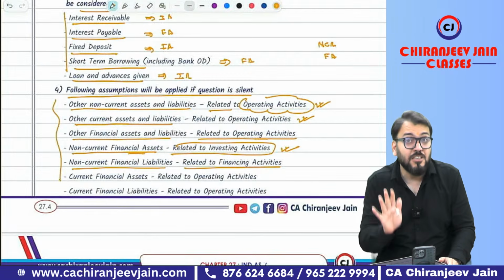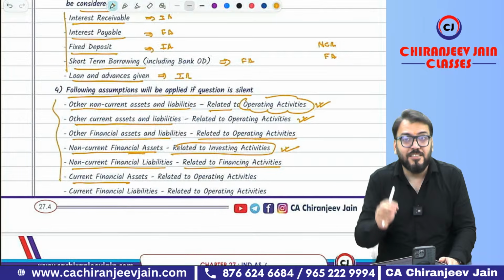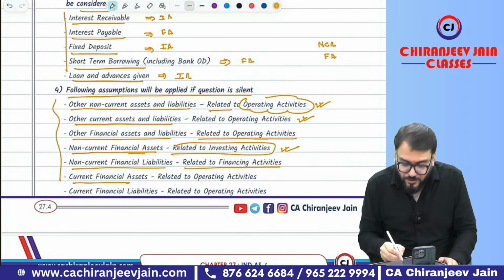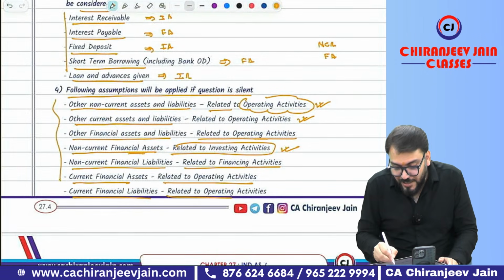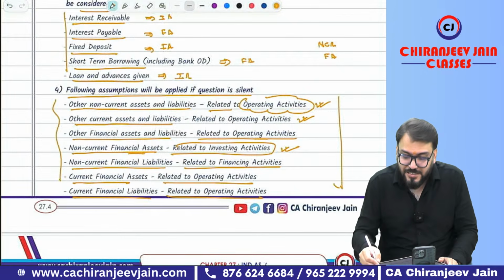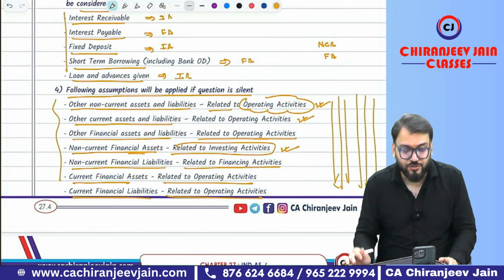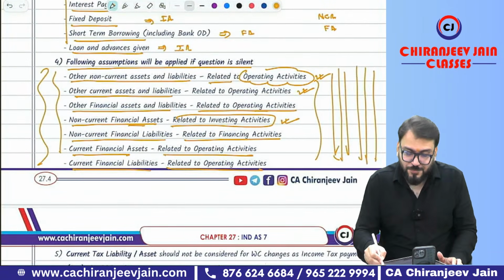These are the general assumptions. You can't change this assumption. Then current financial asset: under current asset they have given only financial asset, so we'll assume it is operating activities. Current financial liability, nothing is given, we'll assume related to operating activities. And this assumption you can't change in exam. The same assumption needs to be applied in any question. Understood this part? Have you understood this part?